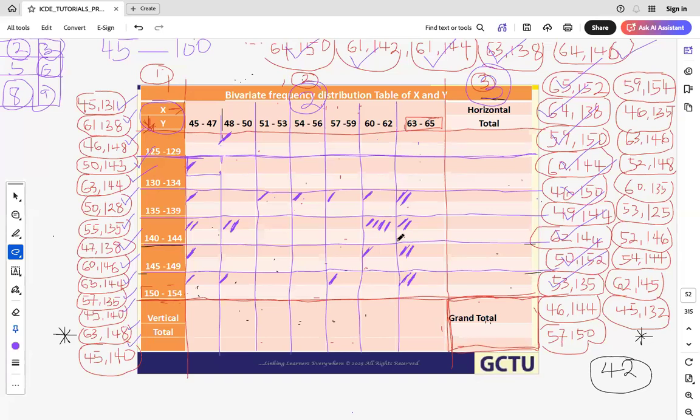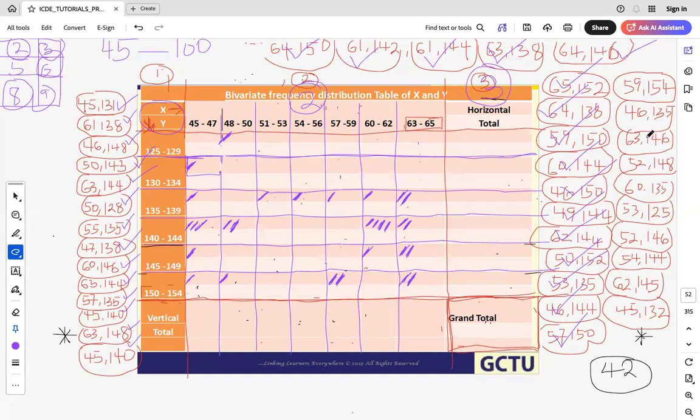46, 144. 46 is in between 45 and 49. So we are in this column. So we go look for 144 by going down and we land in this cell and this becomes the third tally in this cell. This is also done. Then we have 57, 150. So 57 is in this column. We move down looking for 150 and then we land here. So we have the second tally for this cell. This is also done.